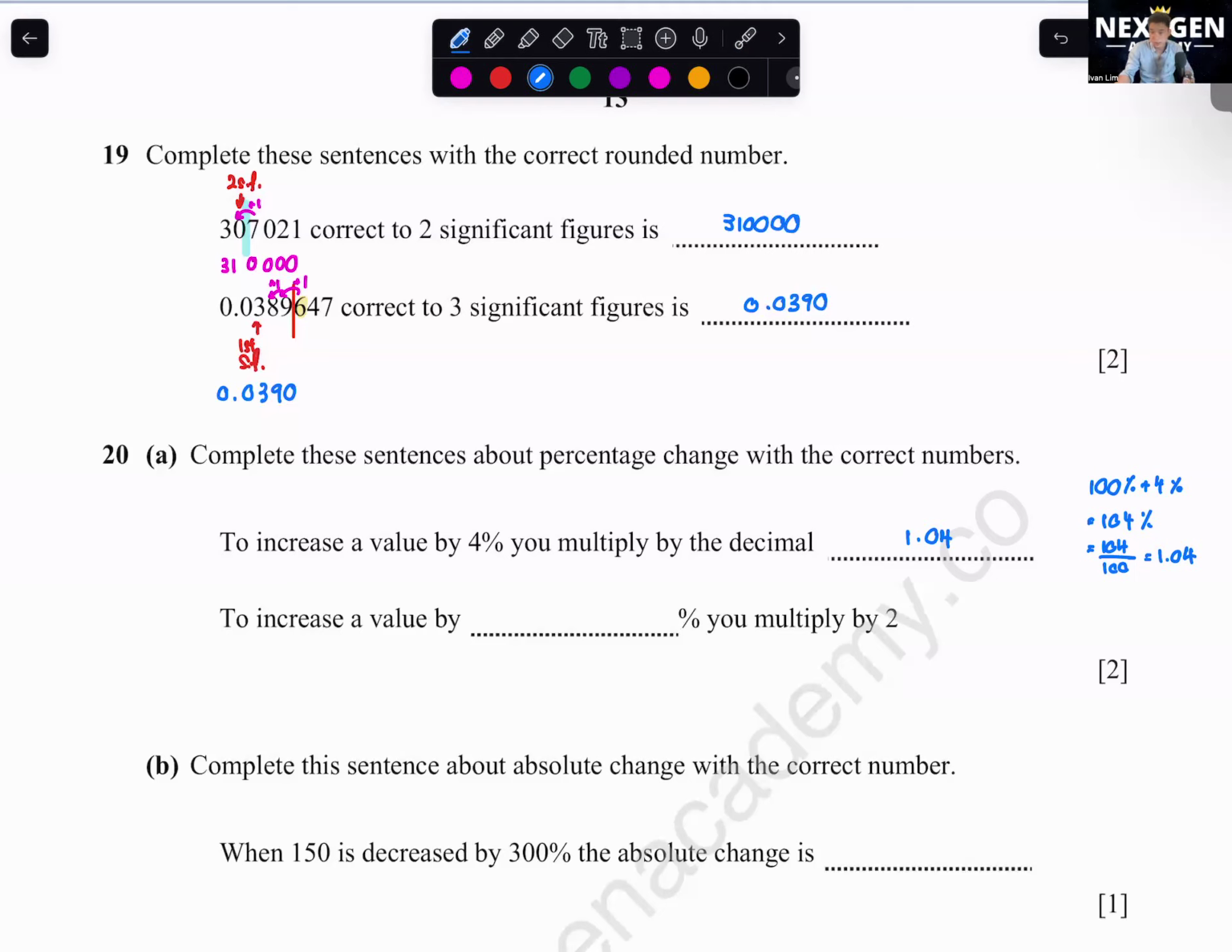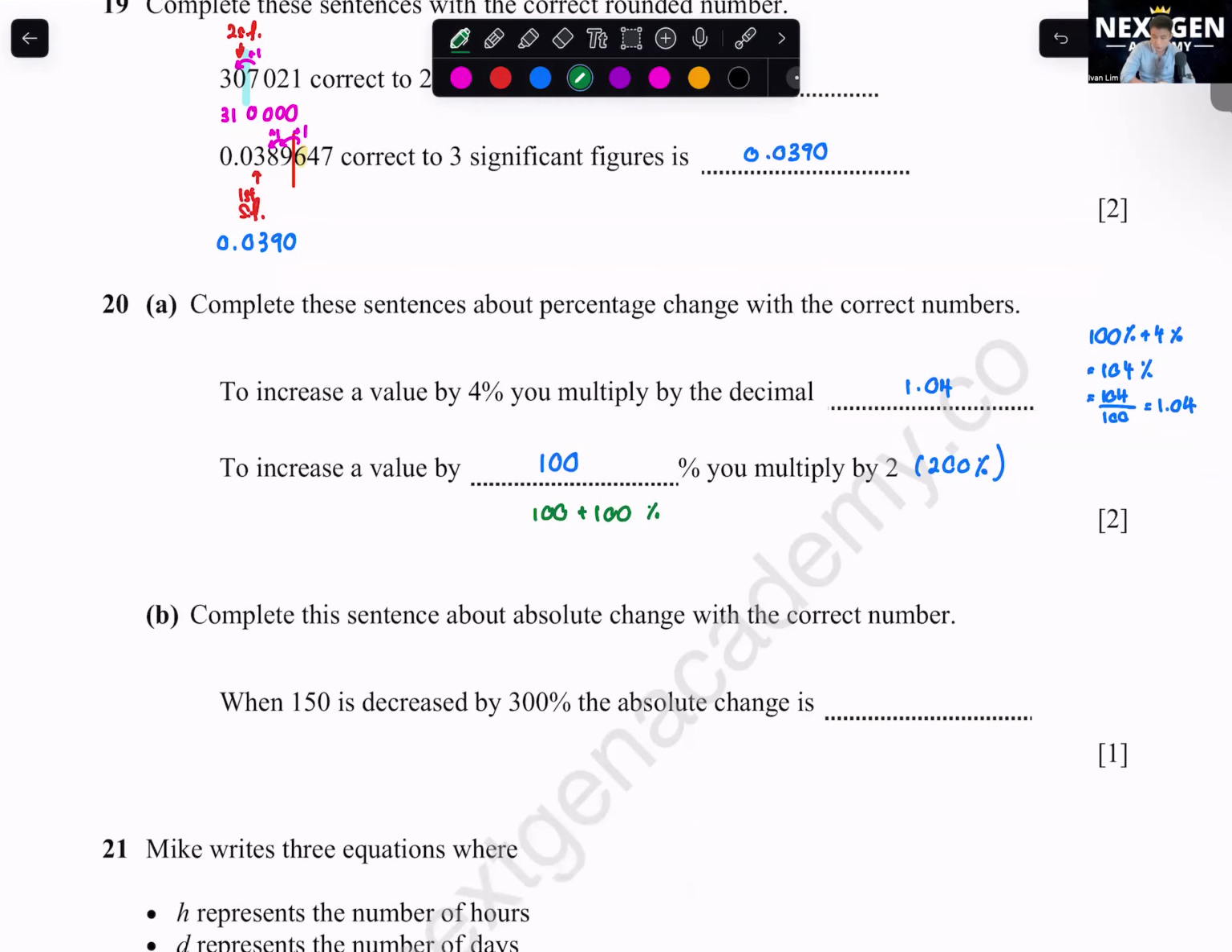Then the next one, to increase a value by what percent you multiply by 2? How many percent? So 2 means 200%. 2 and 200% is the same thing. So to increase this, we have to increase by 100% because the original one is 100. So it will be 100 plus 100. Your original value is 100% already. We want to increase by another 100% to get 200%.